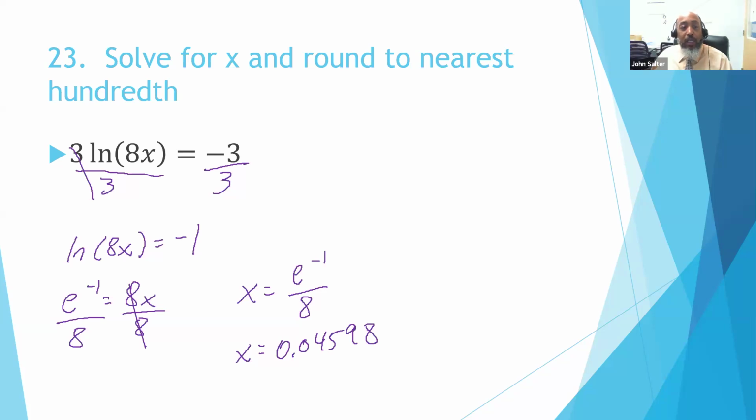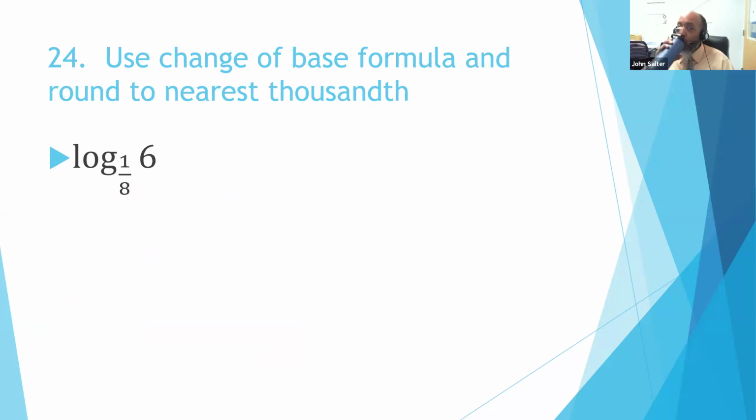That gives me 0.04598, but it said nearest hundredth. This is my hundredths. I look to the right. I have 5 or higher, so I'm going to round up. So x equals 0.05. All right.